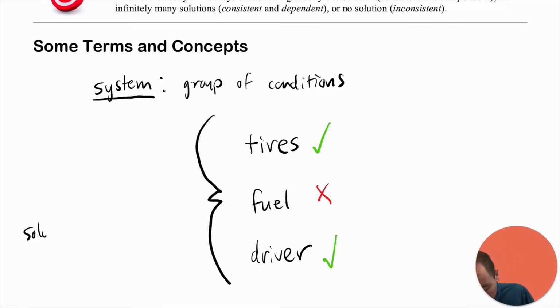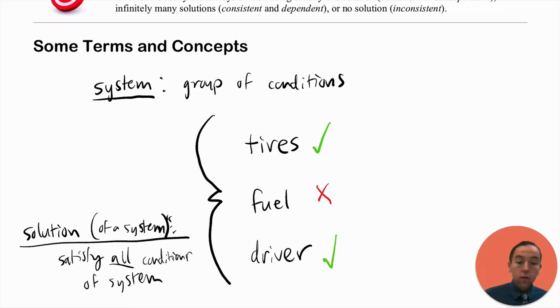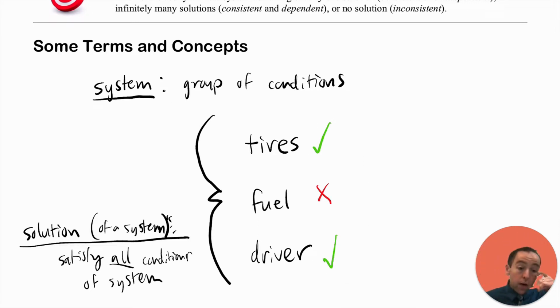So another definition is that if there is a solution of a system, then what a solution must do is it must satisfy all of the conditions or all of the constraints of the system in order to be a solution. So based on this right here, we're not solving the system because we're not satisfying all of the conditions. If we did find a situation where you had a driver, you had tires, and you also had fuel, then we would be satisfying the system, and therefore you could drive your vehicle, right?